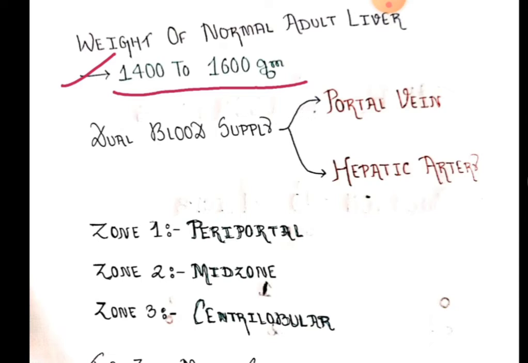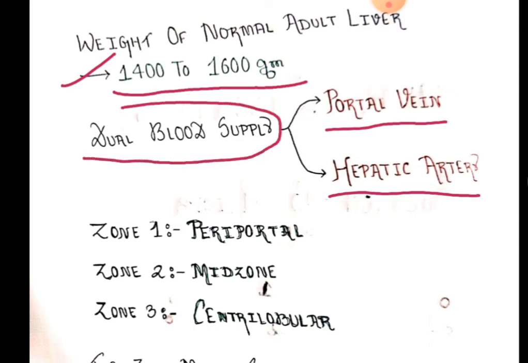Now we had seen the blood supply to the liver is the portal triad. In the portal triad we have the portal vein and the hepatic artery. So the liver will have dual blood supply, supplied by the portal vein and the hepatic artery. The portal vein supplies the majority of the blood to the liver.